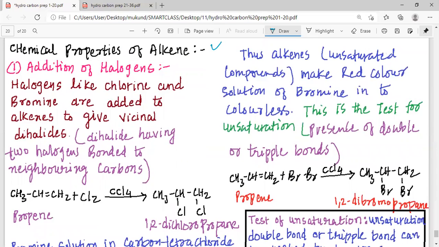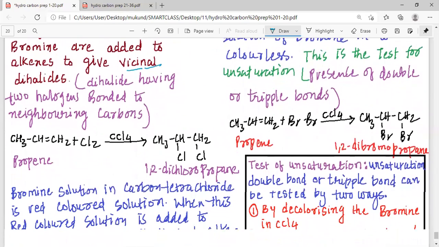First, my dear students, we want to study the addition of halogens. Halogens like chlorine and bromine are added to alkenes to give vicinal dihalides, dihalides having two halogens bonded to neighboring carbons. So what is a vicinal dihalide? A vicinal dihalide is a kind of dihalide which has two halogens bonded to neighboring carbons.